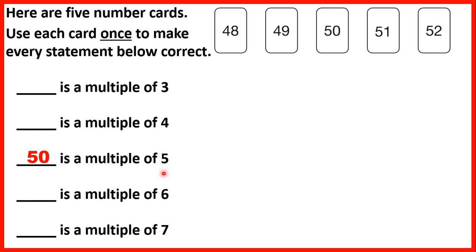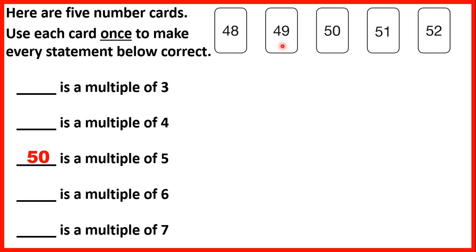So start with the easier ones. So here I've started with 5 because I know the rule for multiples of 5. Now let's think which of these number cards is a multiple of 6, because we know our 6 times table and that goes beyond 52.